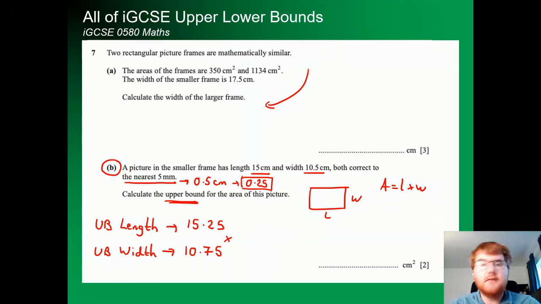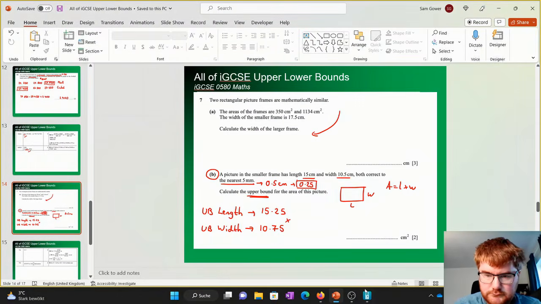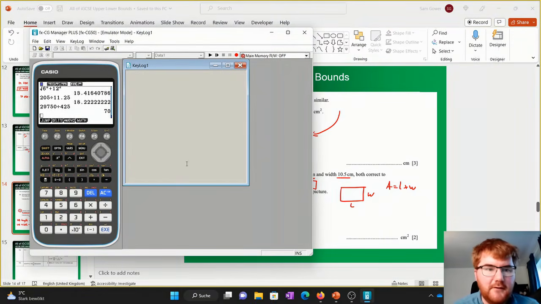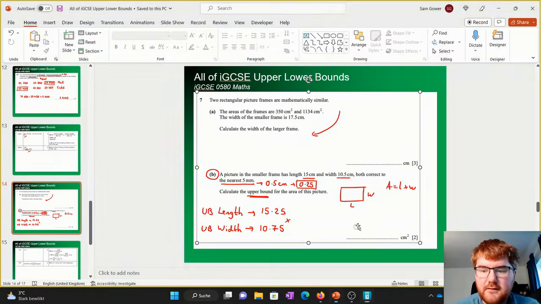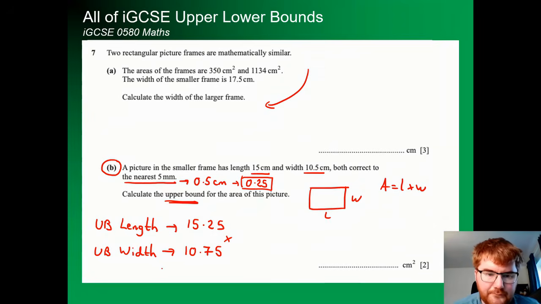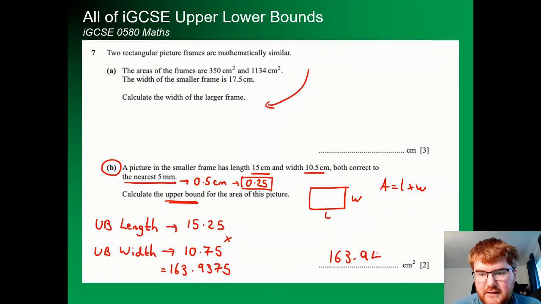Let's use that calculator we've got. So we've got 15.25 multiplied by 10.75. And that gives us 163.9375. 163.935. So our answer will be 163.94.